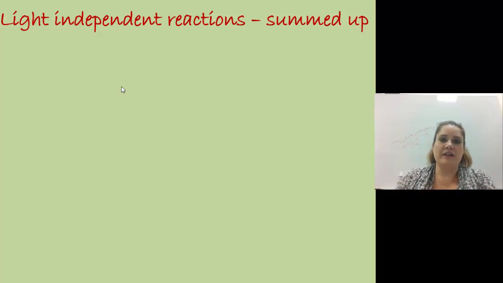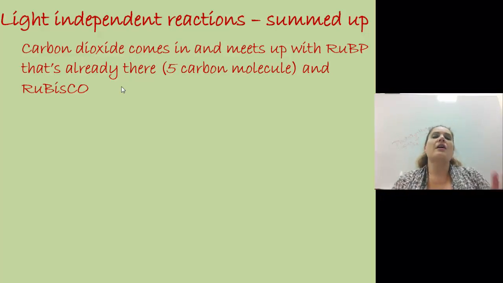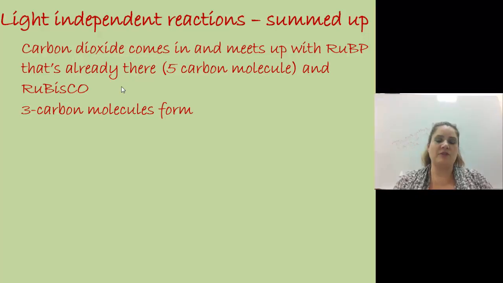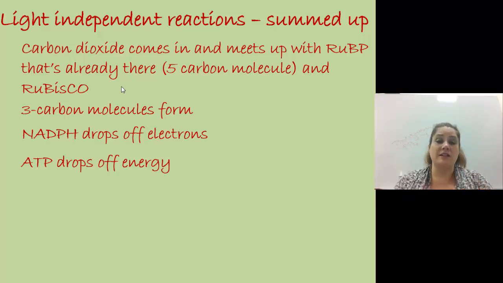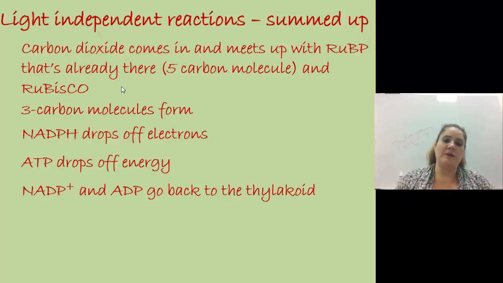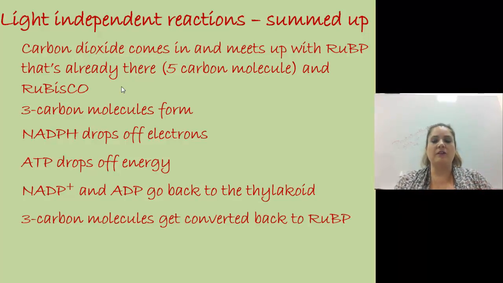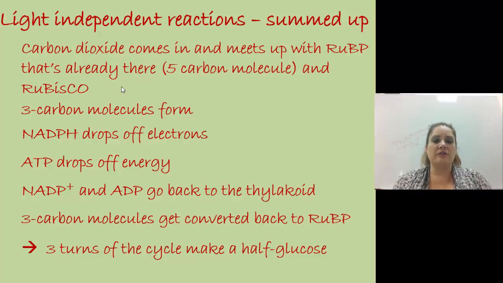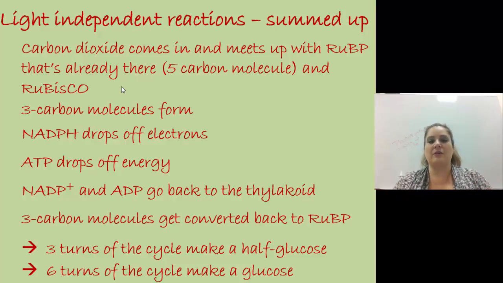Okay, so summing up, the light-independent reactions are the Calvin cycle. Carbon dioxide comes in, meets up with RuBP that's already there. It's a 5-carbon molecule, and then Rubisco. Remember, Rubisco is that enzyme that's going to help that happen. 3 carbon molecules form. So the molecules that are made of 3 carbons, not 3 molecules. Each RuBP and a carbon dioxide is going to give us 2 of those molecules that are 3 carbons each. NADPH drops off electrons, ATP drops off energy, NADP plus and ADP go back to the thylakoid. Those 3 carbon molecules get converted back to RuBP. 3 turns of the cycle make a half a glucose, 6 turns of the cycle make a glucose.